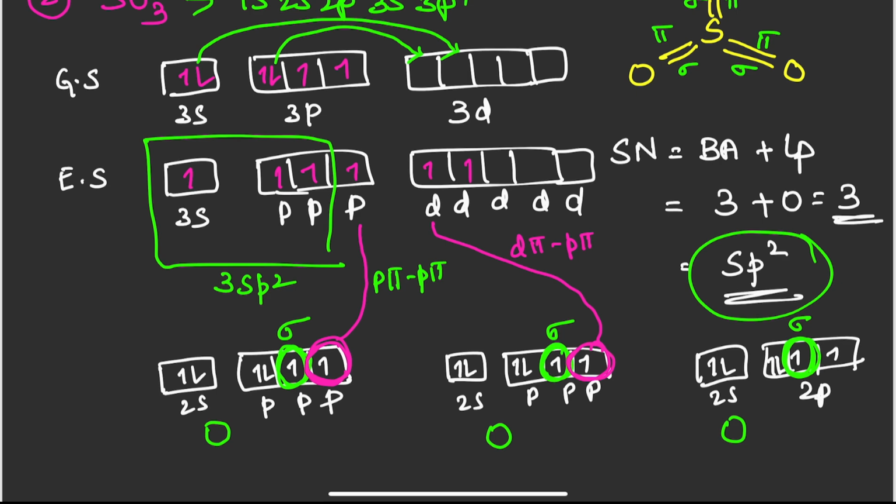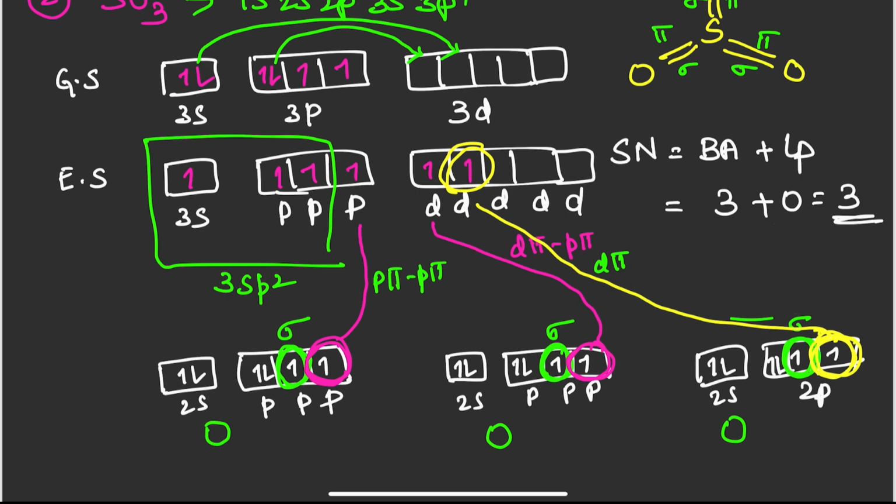Now the third one we will see. The third oxygen: one electron from here will combine with this d orbital. Can you see here? This is the p orbital and this is the d orbital. This is involved in the formation of a pi bond. So this is called a d pi p pi bond.